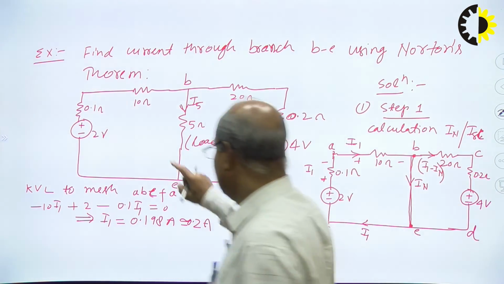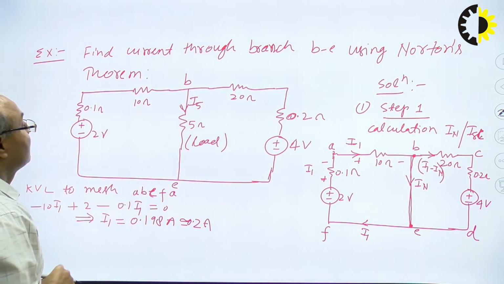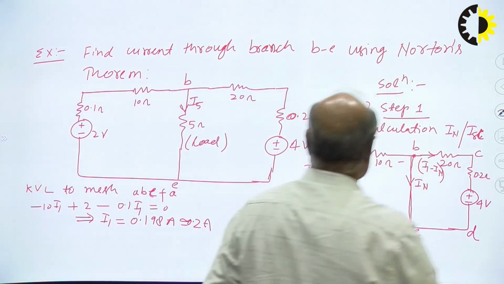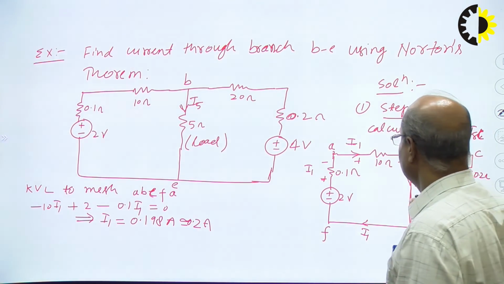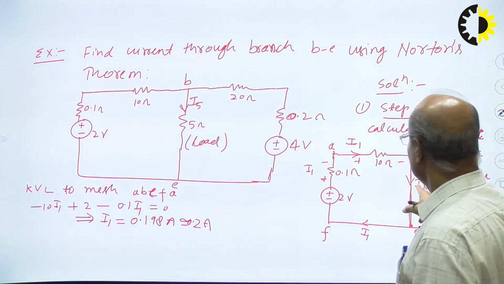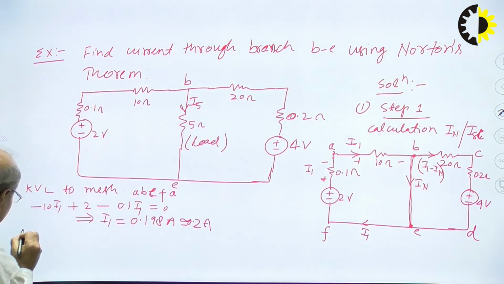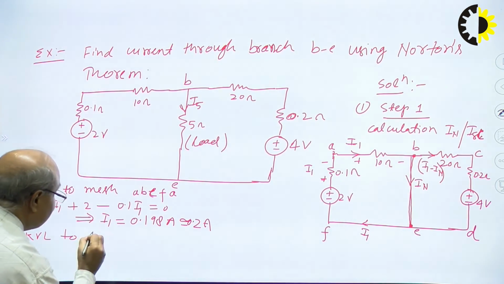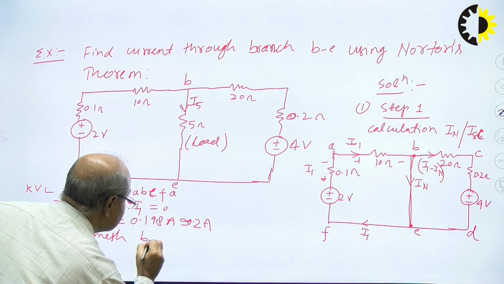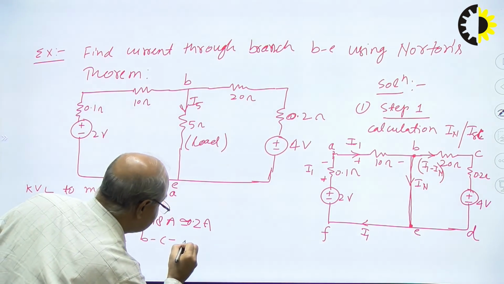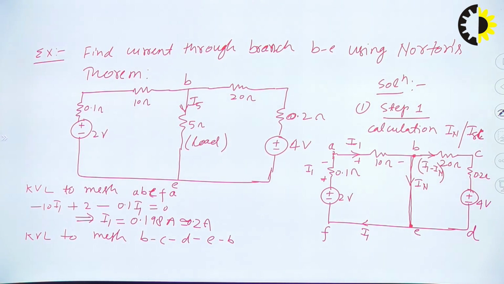Now we have to calculate the current IN, Norton's equivalent current. For the calculation of IN we are applying KVL to this mesh. Now KVL to mesh B, C, D, E, B.